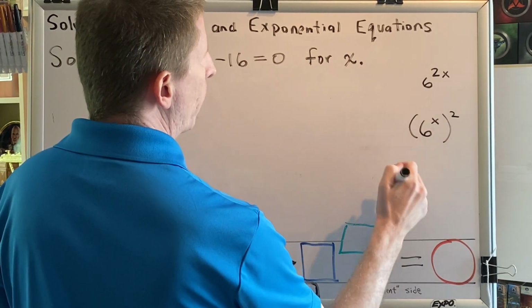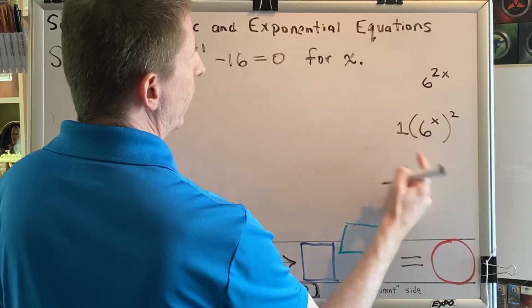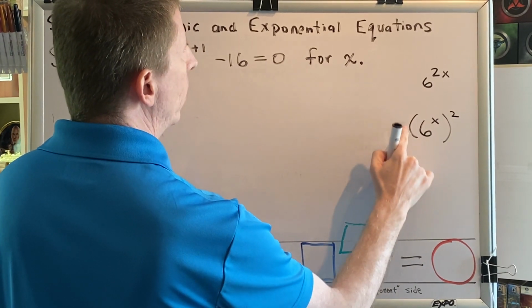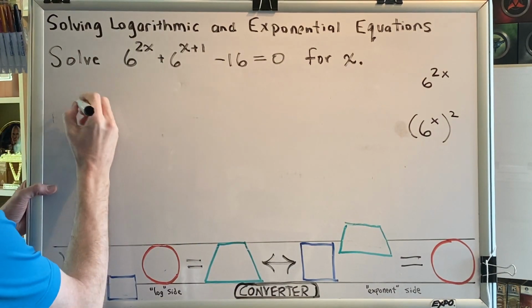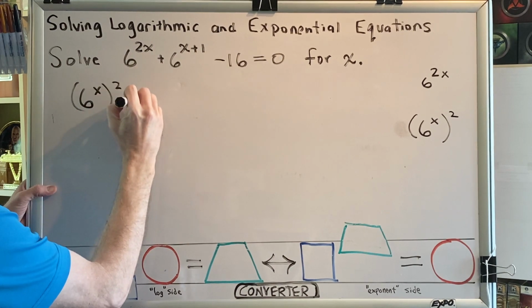Notice that this is in the proper form. 1 times 6 to the x raised to the second power. And I do not have to write that 1. It is hidden, but we know that it's there. So we have 6 to the x, in parentheses, squared, plus.